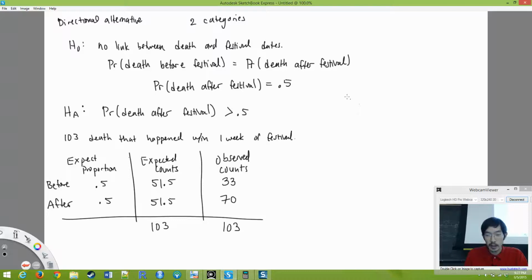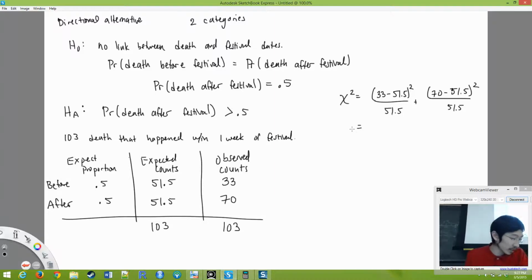So our chi-squared statistic would be 33 minus 51.5 squared over 51.5 plus 70 minus 51.5 squared over 51.5. And we would get a chi-squared statistic of 13.3.